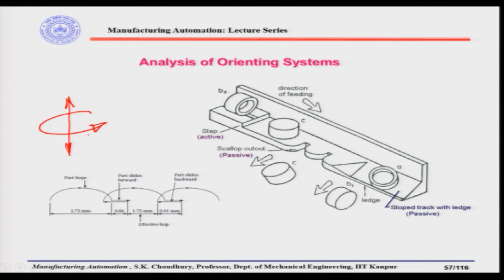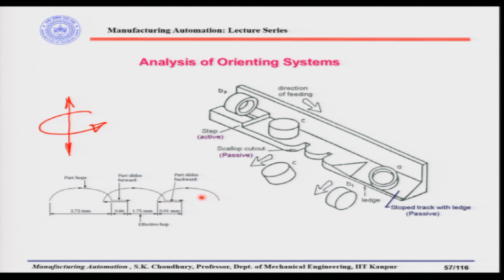So, due to the combination of these two kinds of torsional torques, the parts will hop like this, it will go ahead because there is a torque here, and then it will come back, and then again it will start hopping and it will go forward like this. Again it will behave the same way: part slides forward and then backward and then again jumps, and so on.